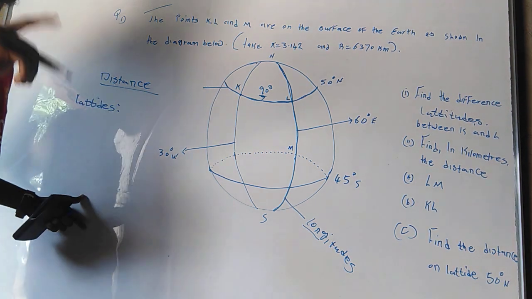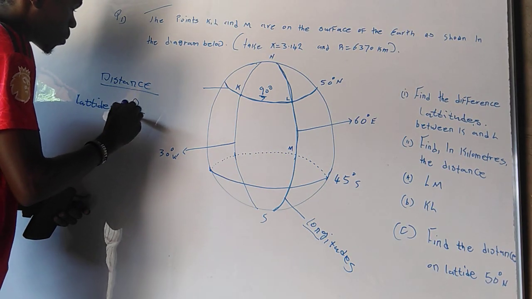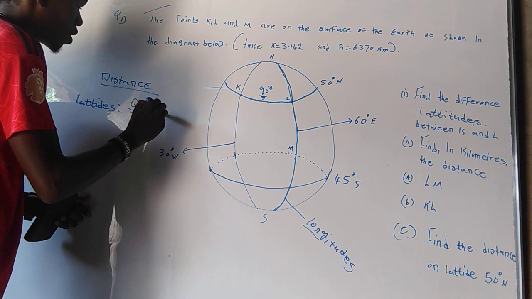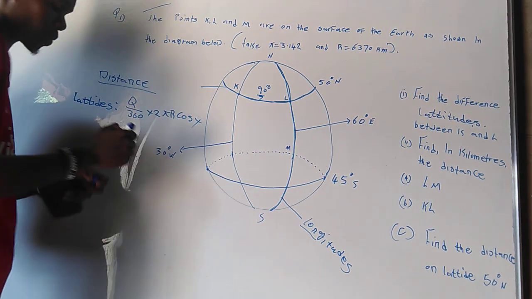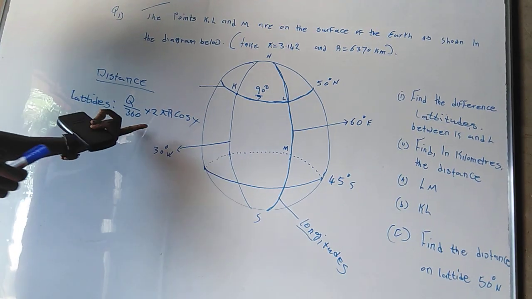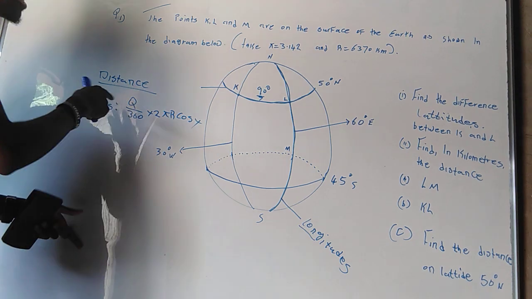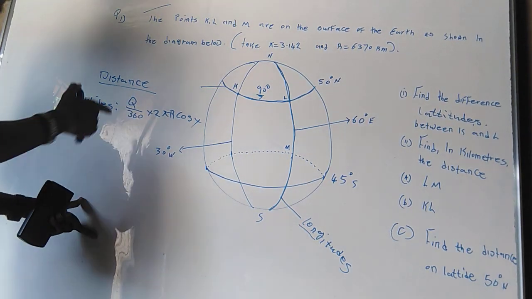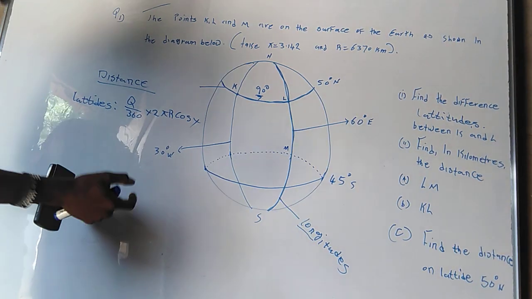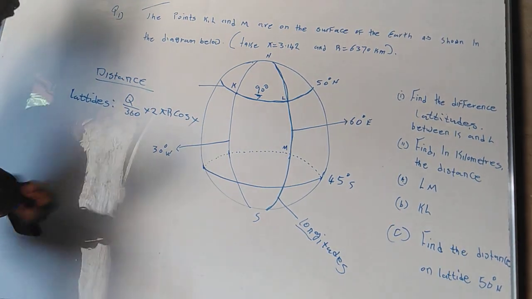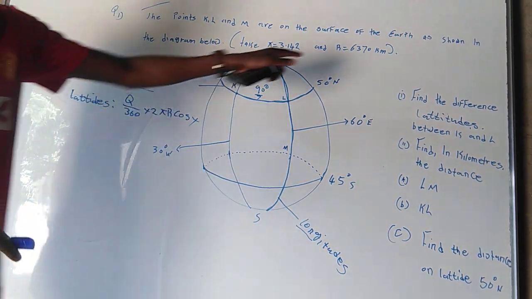So the distance in latitude, the formula is theta over 360 times 2 pi r cos x. Okay, so this is the formula for distance, whereby this angle here represents the difference in position, like the way we came up with the difference here, 90. That's the meaning of this angle here. This pi is the pi that we've been given here. This r is the r that we've been given here.